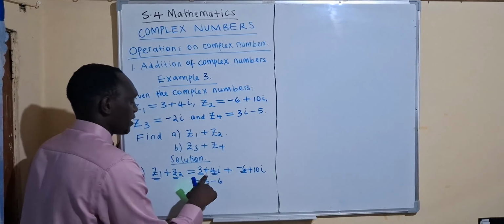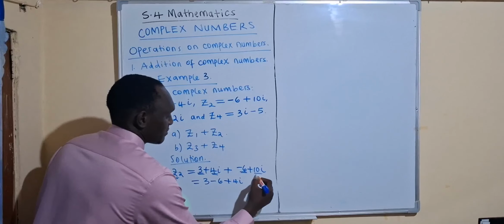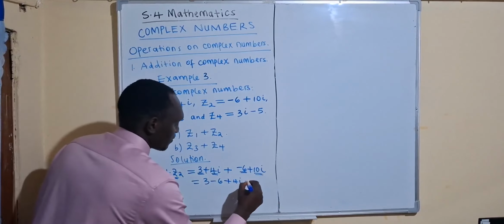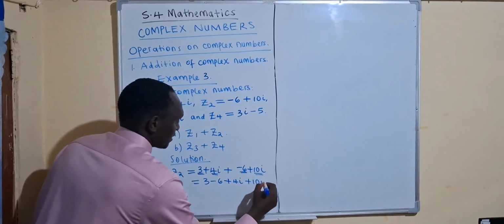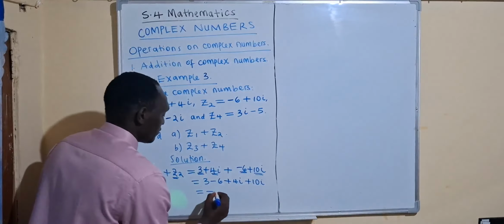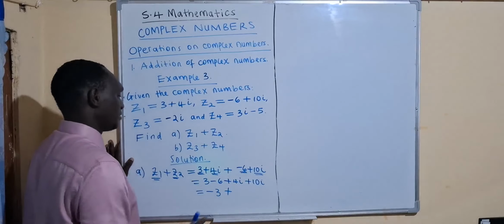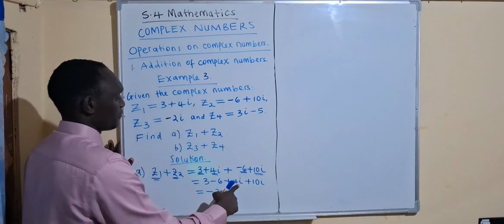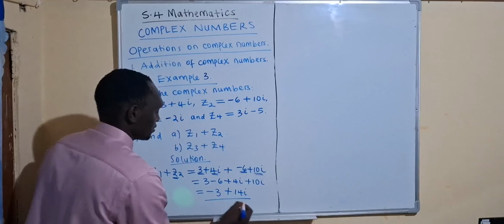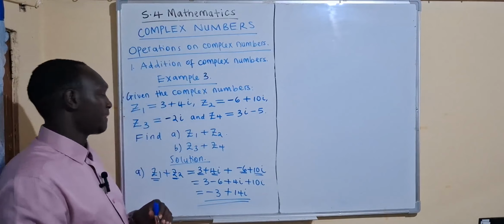This is 4i. What is the sign before 4i? It is positive, so we shall say plus 4i. And then the next imaginary part is 10i. What is the sign before it? It is positive, so we shall add here plus 10i. What is 3 minus 6? On your calculator you get negative 3, plus. What is 10i plus 4i? Or 4i plus 10i is 14i.